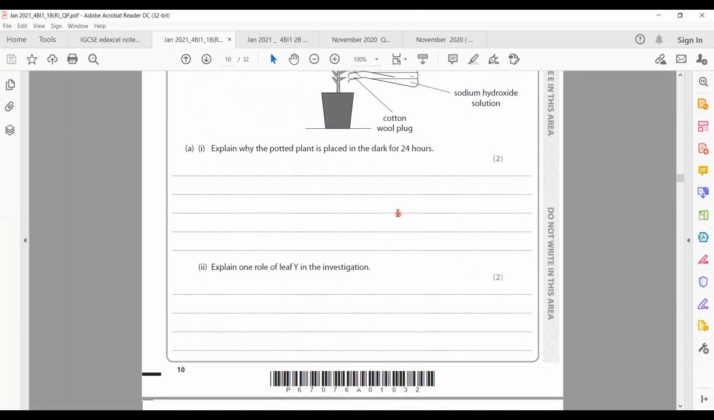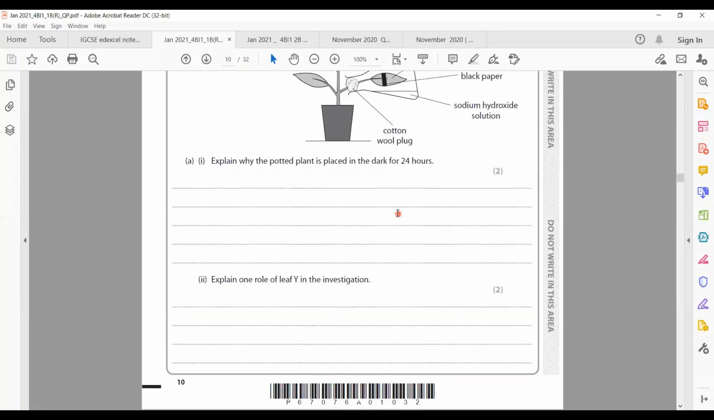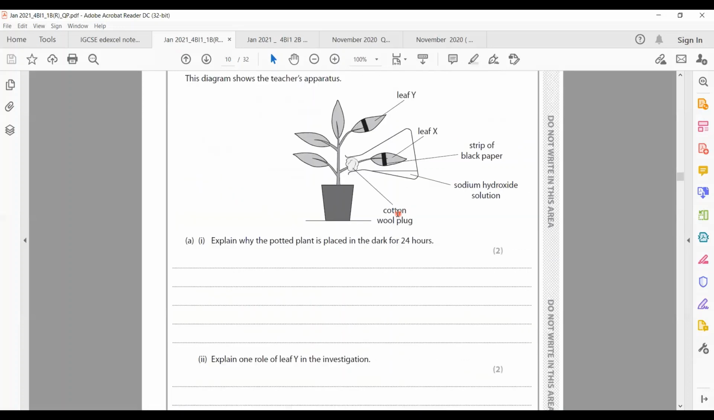Very good. Salma, number 2. Explain one role of leaf Y in the investigation. To compare the results, of course, as a control. To show what? Yes, to compare. To show if the leaf X photosynthesized. Of course. Do you think that leaf X will photosynthesize or not?